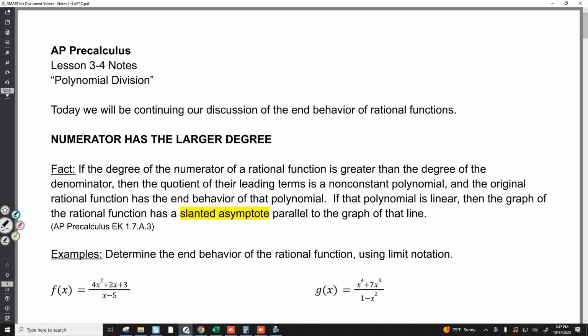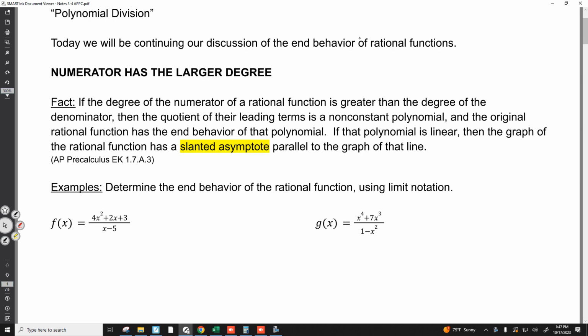There's one situation that you did not have on your quiz that we did not talk about last class. We're still talking about end behavior here: what happens if your numerator has a larger degree?